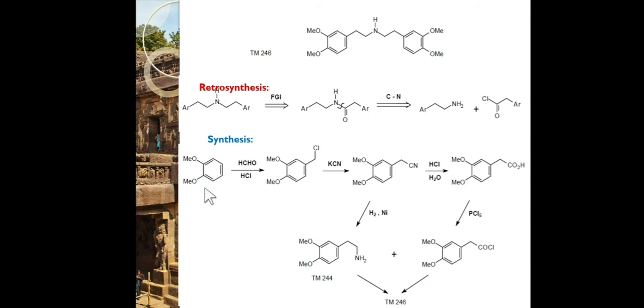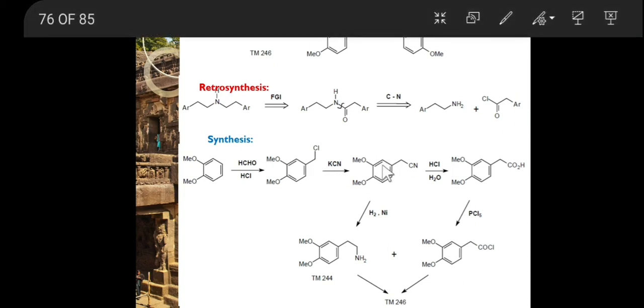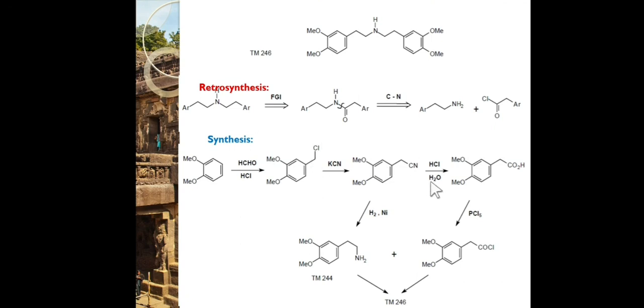So let's see how the synthesis looks, because it's a very interesting synthesis. The first step is a simple electrophilic substitution reaction. We get CH2Cl. It's a chloromethylation. After chloromethylation, reaction with potassium cyanide gives substitution of this Cl with CN, and then benzyl cyanide in the presence of HCl, that is hydrolysis of this CN, will lead us to COOH. So this part is for the acyl chloride.